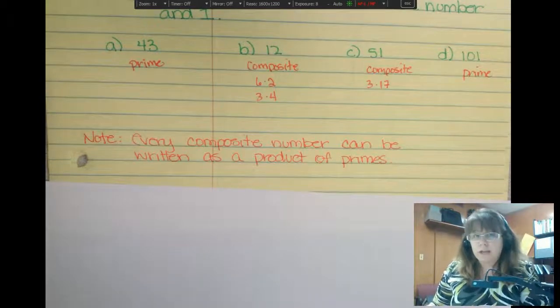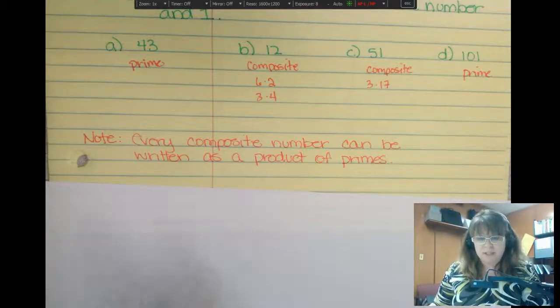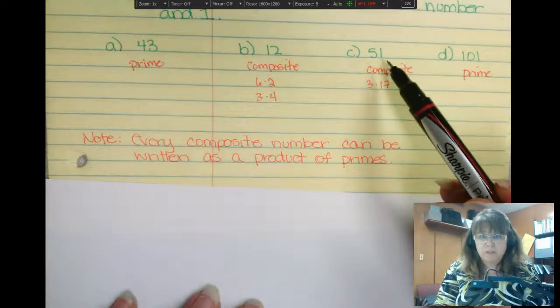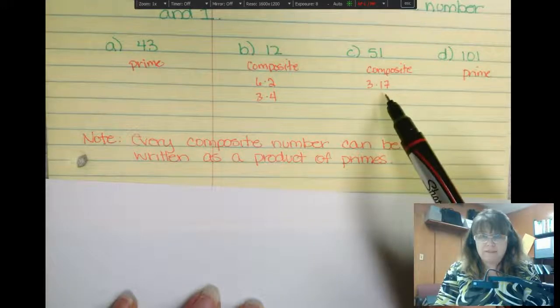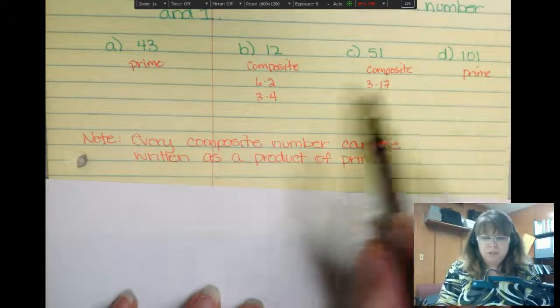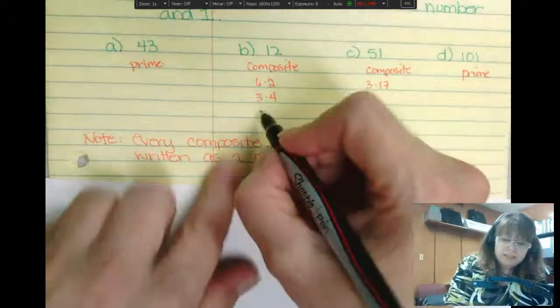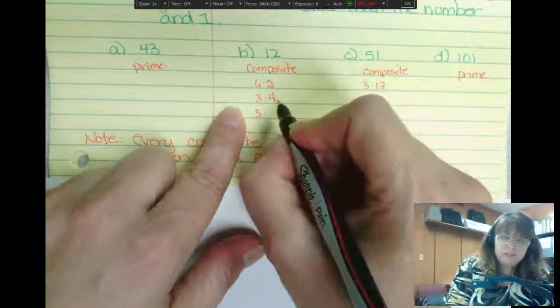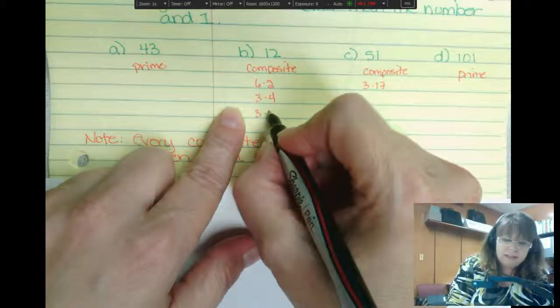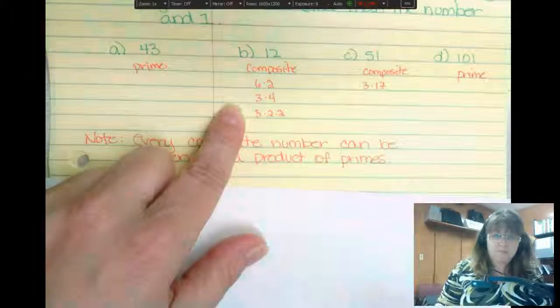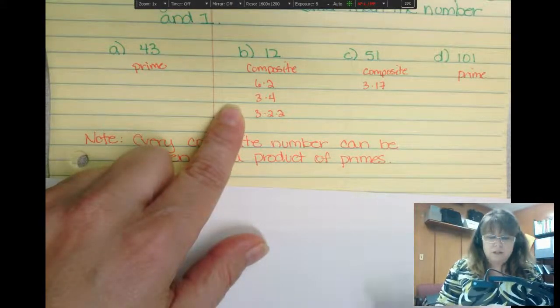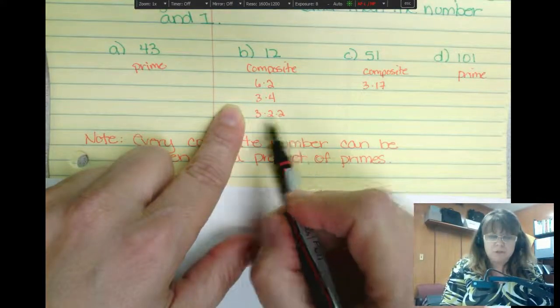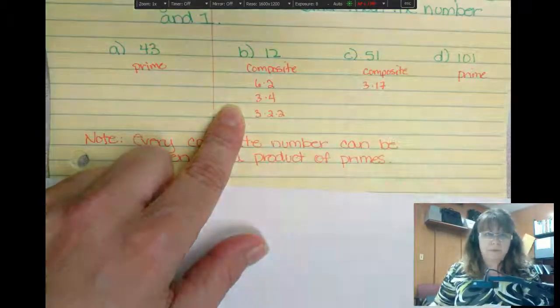Now I just want to point out that every composite number can be written as a product of primes. For example, 51: 3 is a prime and 17 is a prime. 12: 3 is a prime, but 4 is not prime, but we can write 4 as 2 times 2. Okay. So it's 3 times 2 times 2, and those are all prime numbers.